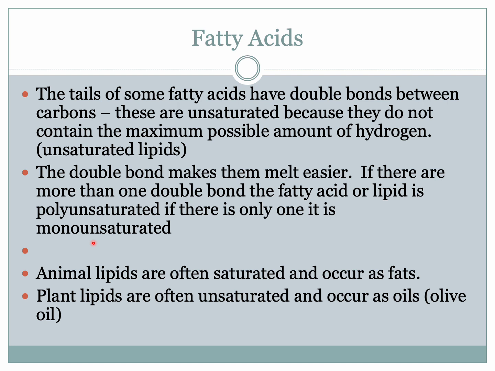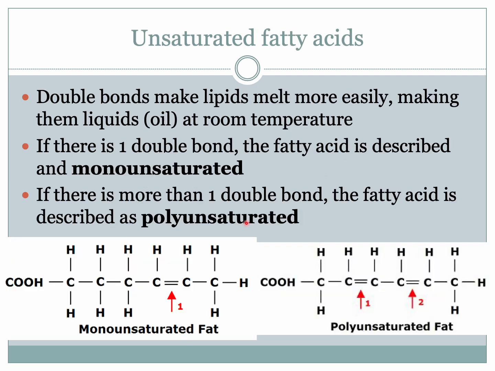Animal lipids are often saturated and occur as fats. Plant lipids are often unsaturated and occur as oils, such as olive oil. This is just showing you when you have your carbon chain. If there's only one double bond, that's considered a monounsaturated fat. But if there is more than that, here you have one double bond and then a second double bond, that's considered a polyunsaturated fat.